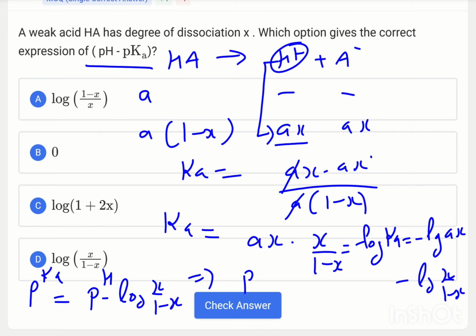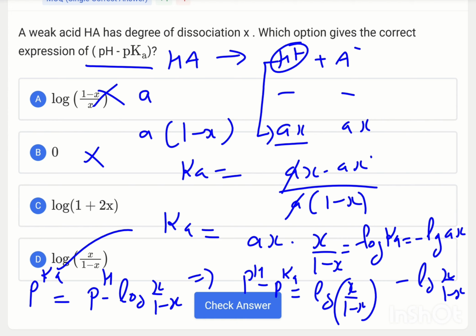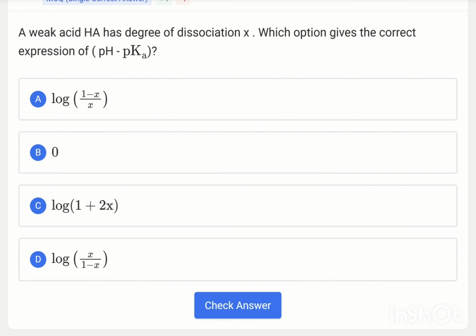So it will become pH minus pKa is equal to log of x upon 1 minus x. I got this answer. So here it is. No, not D is my answer, if I am not wrong. Okay, once again we can solve this question. Let us try once again, because this question was of a good level.